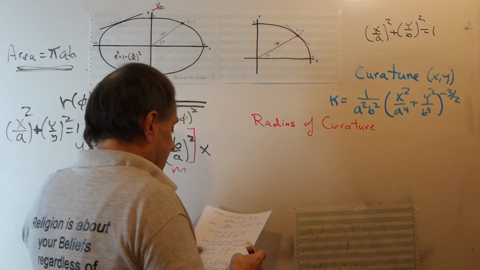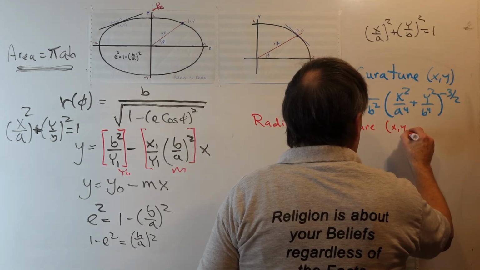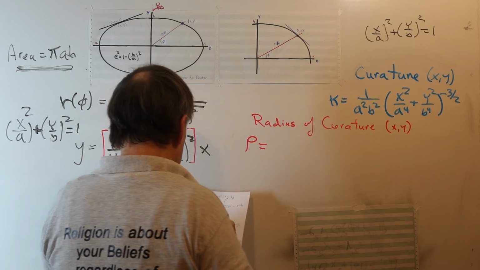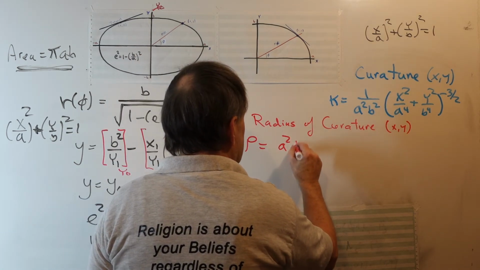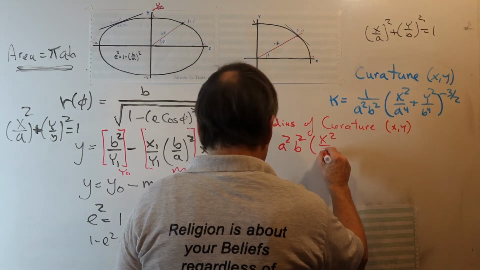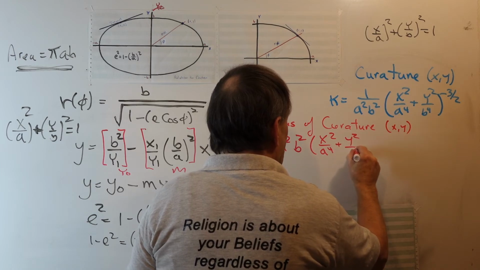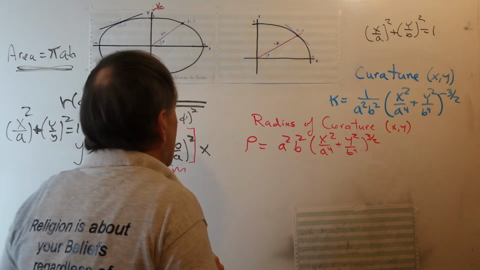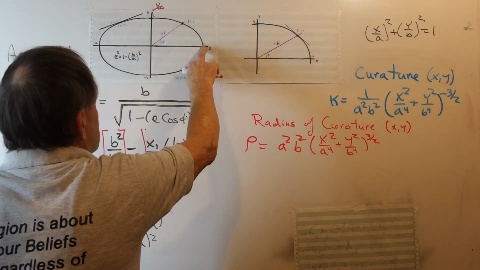I'll describe that in a moment for you. So the radius of curvature at point x, y is given by rho. We use that to designate radius of curvature, and for the ellipse this is a squared b squared times (x squared over a to the 4th plus y squared over b to the 4th) to the 3/2 power. Now, let's look at the radius of curvature at the vertices here.